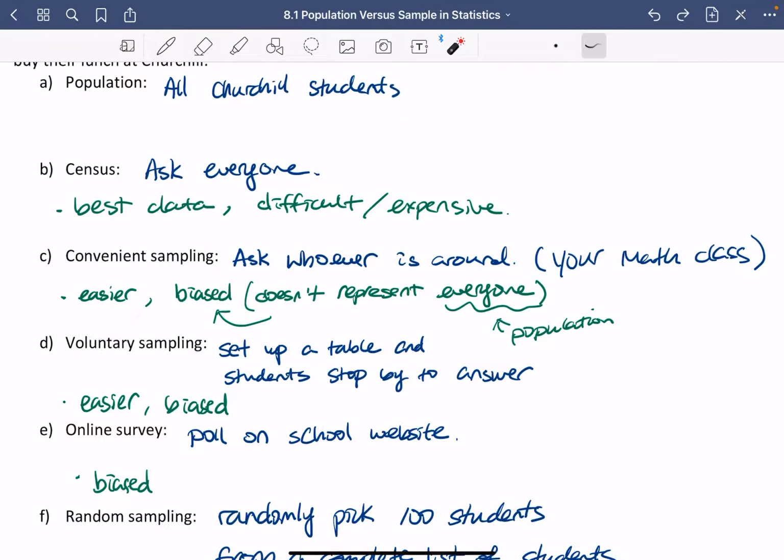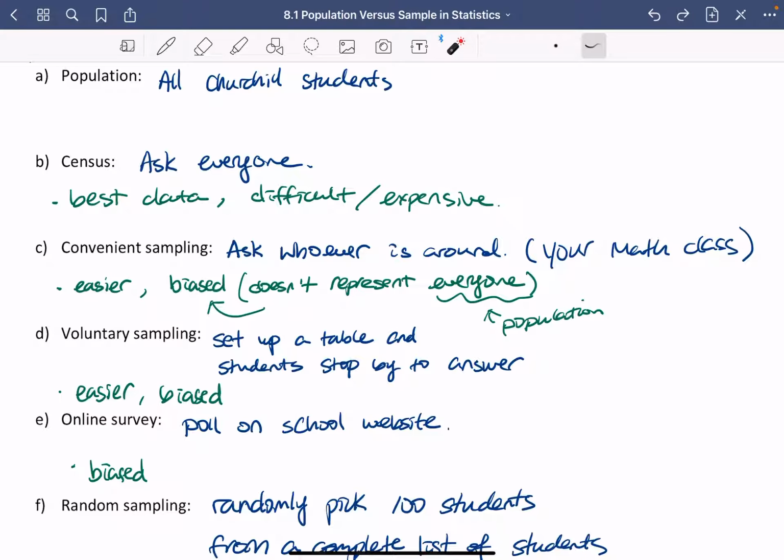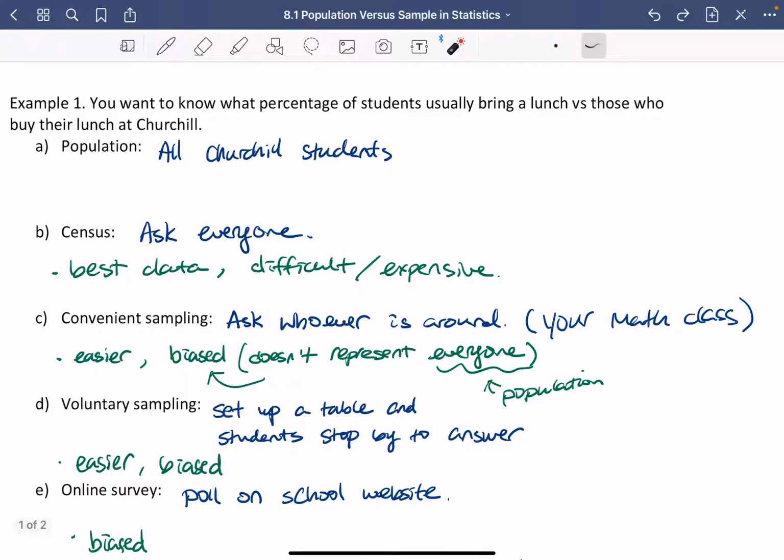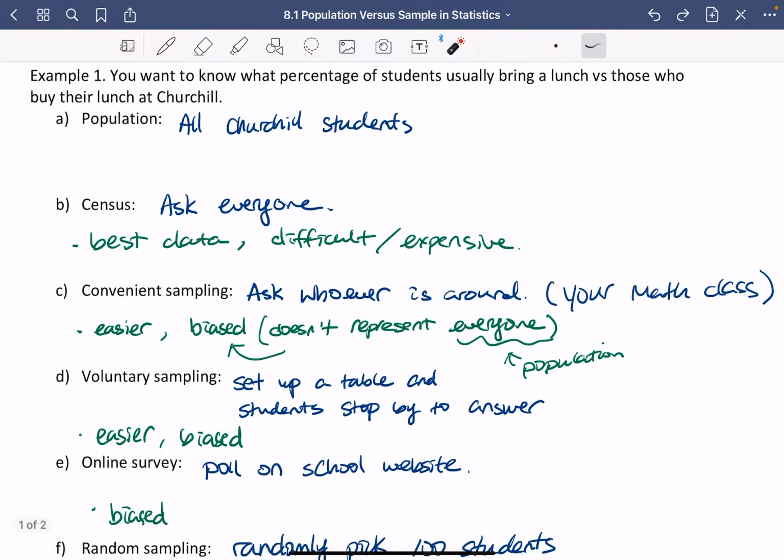Okay, next one, convenient sampling. Convenient sampling is basically asking whoever is around. So let's say you want to know the percentage of people buying lunch or bringing lunch. Convenient sampling may be asking the classmates in your math class, for example.